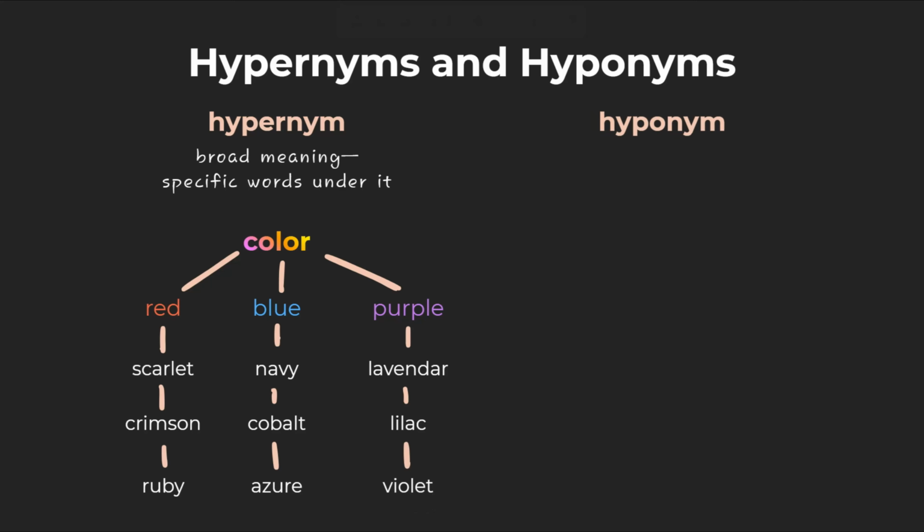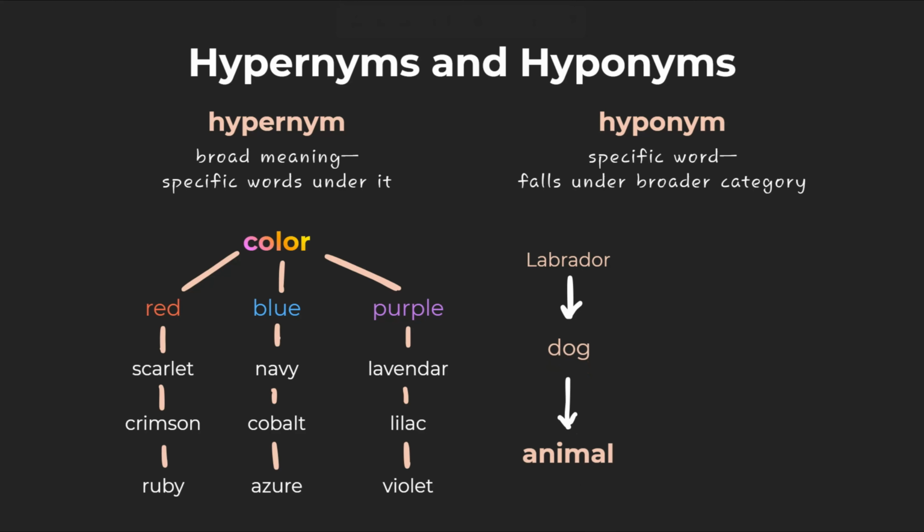A hyponym is the opposite, a more specific word that falls under a broader category. For example, Labrador is a hyponym for dog, and dog is a hyponym for animal. Apple is a hyponym for fruit, and fruit is a hyponym for food.